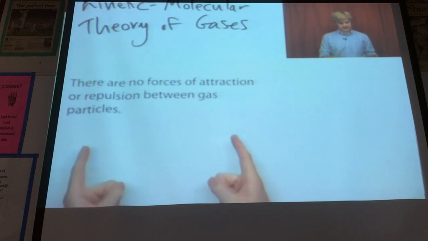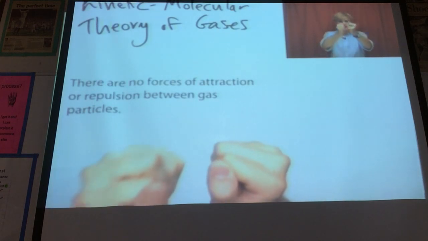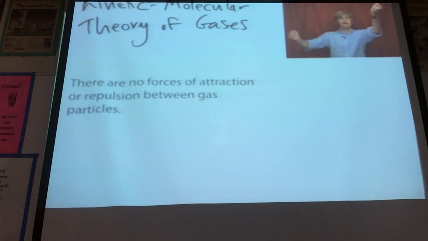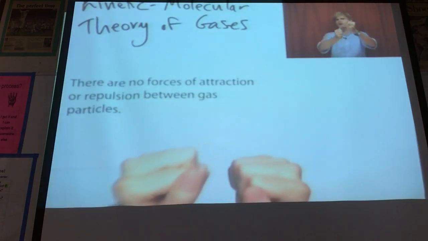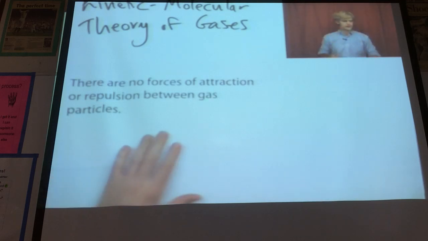What we mean when we say there are no forces of attraction or repulsion between gas particles is that the gases are flying around and they're not going to start clumping together because they're attracted to each other. That doesn't happen. Likewise, let's assume that two gas particles are passing each other. They're just going to fly right by. If they repelled each other, zoom, they'd shoot out that way when they get close. That doesn't happen. They don't repel each other, and they don't attract each other either.